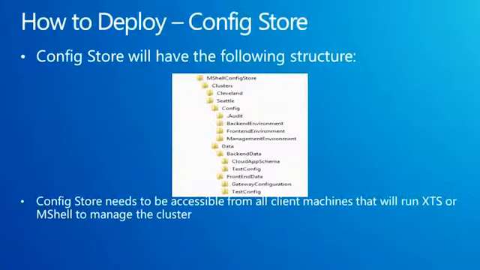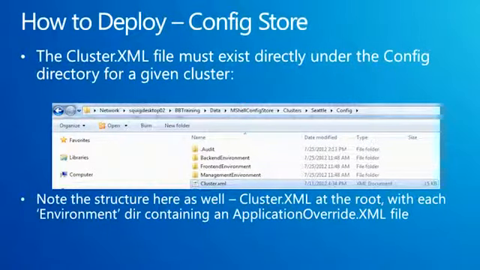Next to the config folder, there should be another folder named data. The structure for this folder and all of its contents should come from the initial install provided by Microsoft. And the structure should not be altered or changed in any way. The cluster XML file must exist directly under the config directory for a given cluster.